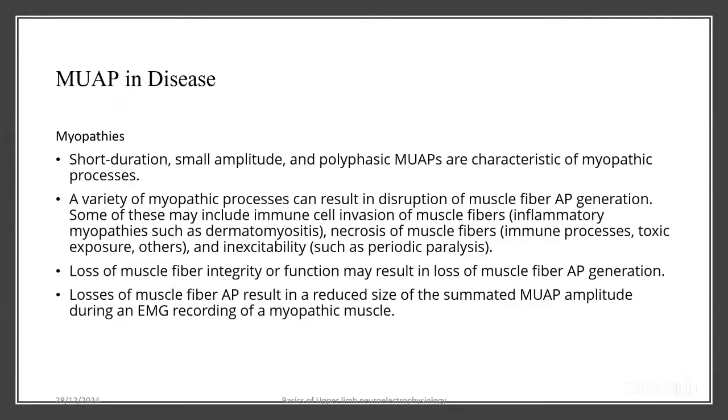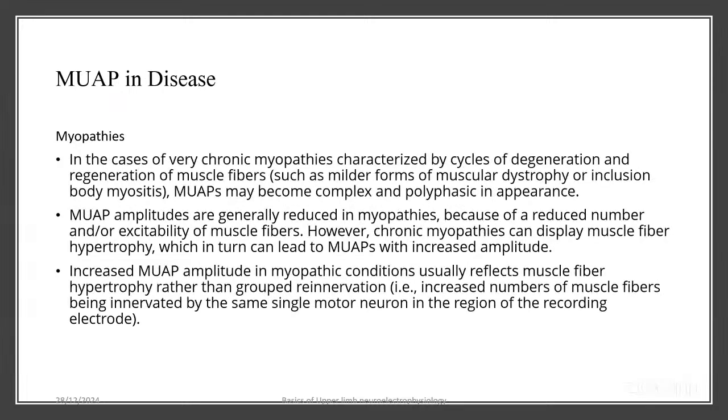So inflammatory myopathies are very important for our day-to-day practice. Loss of muscle fibers leads to loss of action potentials, which results in reduced size of the summated MUAP amplitude, and EMG reflects all these changes. In very chronic myopathies, characterized by cycles of regeneration and degeneration of muscle fibers, such as milder forms of muscular dystrophy and inclusion body myositis, the MUAPs become complex and polyphasic in appearance.